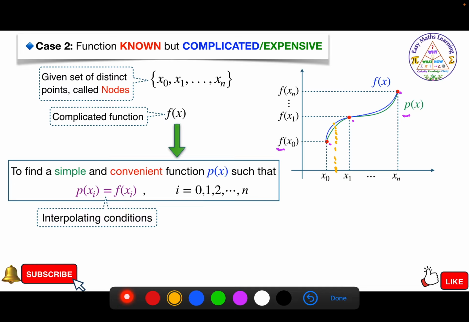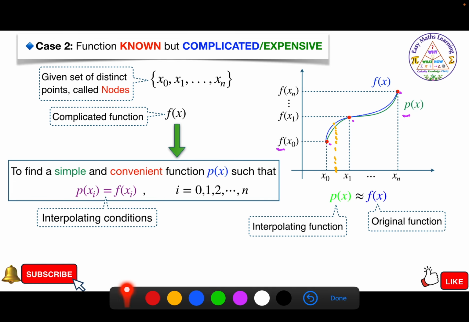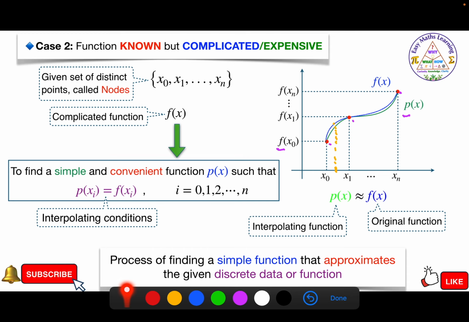But p(x) approximates the function f(x). So finally we can say p(x) is the approximation of original function f(x). So we can say interpolation is the process of finding a simple and convenient function that approximates the given discrete data or function.